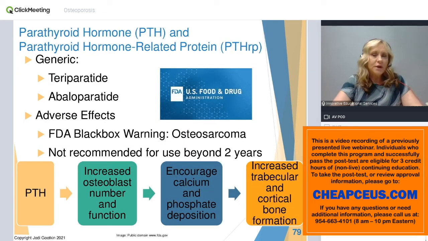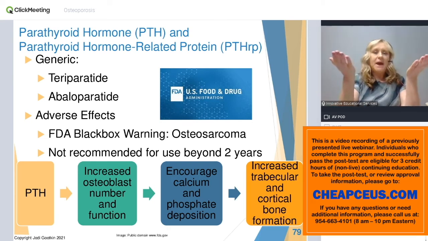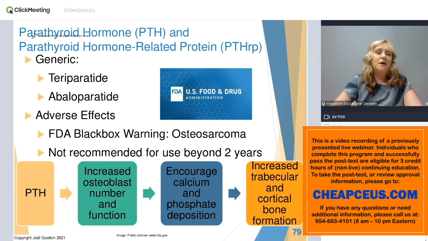The other category of medications are looking at building back up the bone. Many of these are going to focus on that parathyroid hormone.